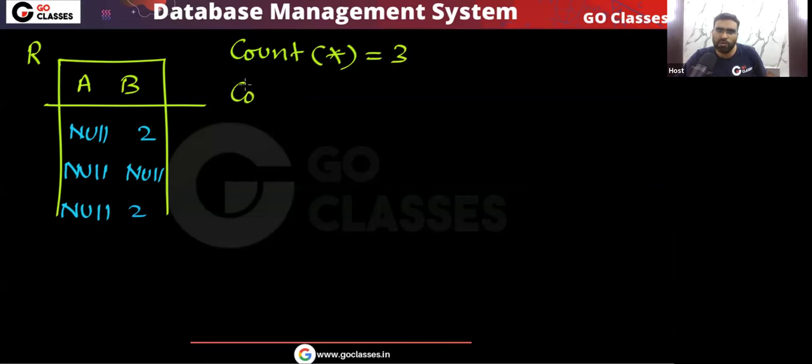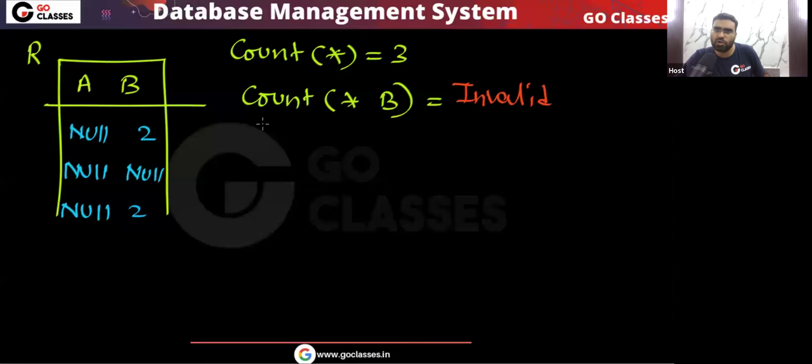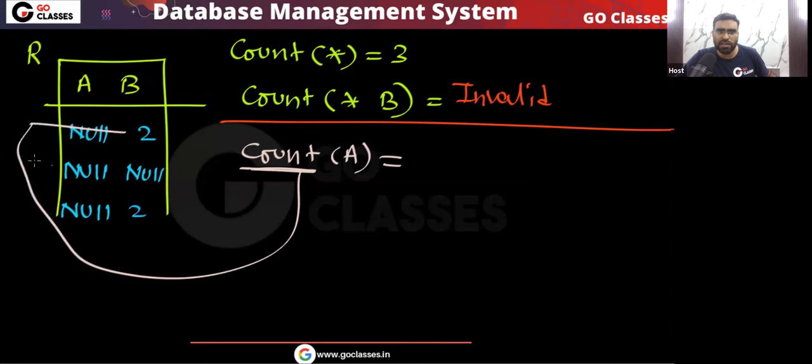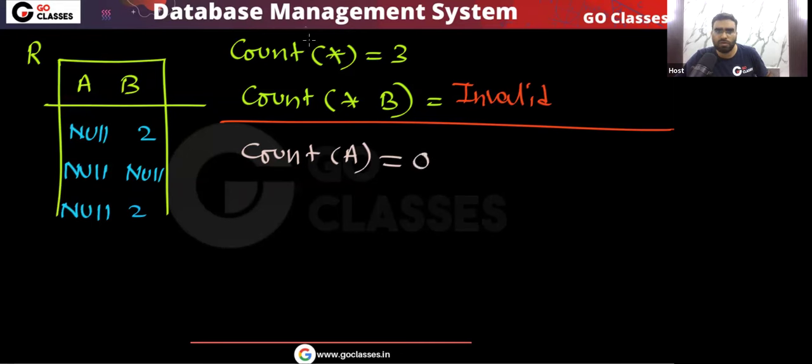Yes or no? Now you tell me what is count star of B. This is invalid. Yes or no? This is invalid, that you already know. Okay. Now you tell me what is count of A. See, count of A. What will it do? This count will ignore the null values of A. Now this A is empty. For empty, the count is 0. Yes or no?